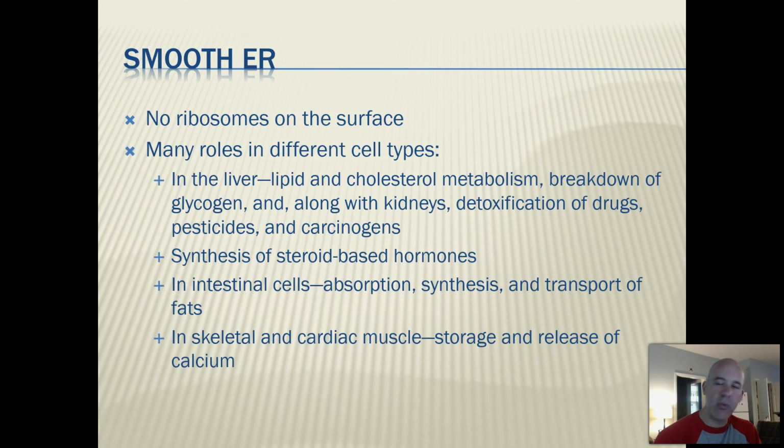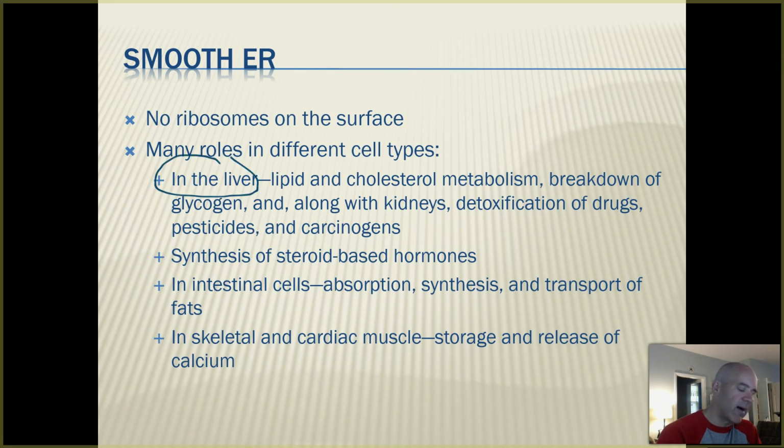All right, how about your smooth ER? What is it doing? It has different functions. It has different roles in different cell types. For example, in the liver, you've probably heard that your liver does a lot of detoxification for the body, like it helps inactivate things like alcohol, but it also inactivates and breaks down drugs that you take or toxic chemicals like pesticides that we get exposed to pretty frequently.